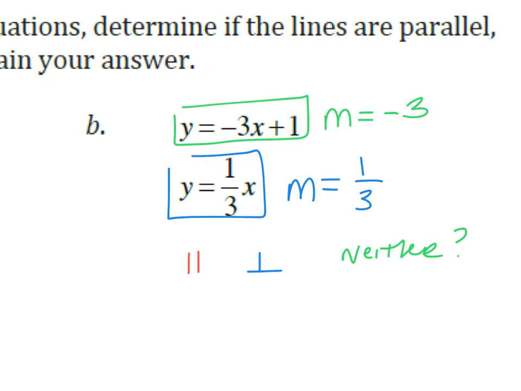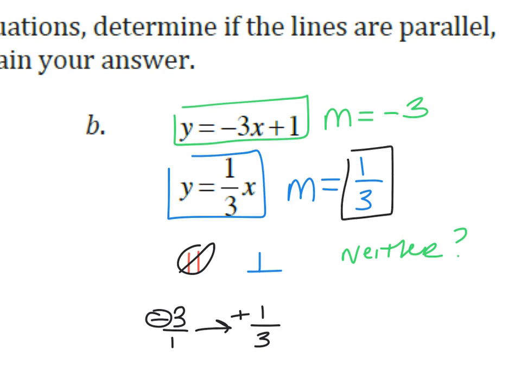If my lines are parallel, the slopes are the exact same. So I have to ask you, is -3 equal to 1/3? Nope. So it can't be parallel. Now I have to ask myself, are they negative reciprocals? I'm going to rewrite -3 and put it over 1. I'm going to flip it. And the opposite of a negative is a positive. If you look up here, it did become 1/3. So my lines are perpendicular to each other because my slopes are negative reciprocals.